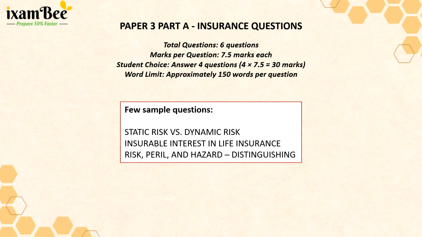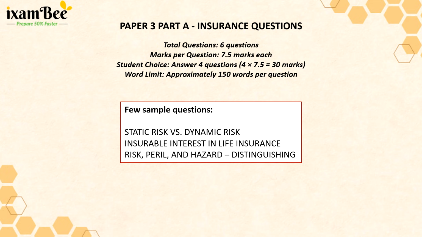Next, we'll talk about paper 3, which is insurance. The structure is there are 6 questions in total, and each question is 7.5 marks. So you get to choose 4 questions out of the 6 questions. The word limit is approximately 150 words per question. And some sample topics that were asked last year: static risk versus dynamic risk, insurable interest in life insurance, and risk, peril, and hazard. So, what are the distinguishing factors?